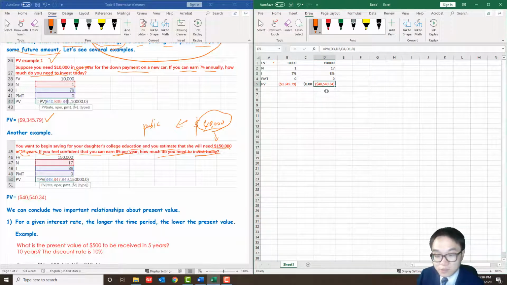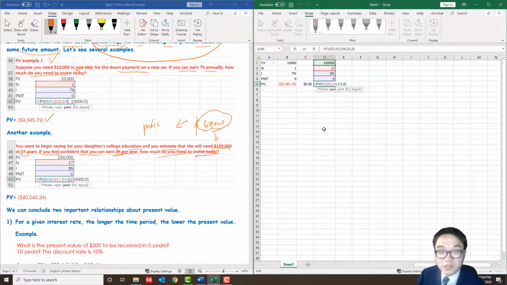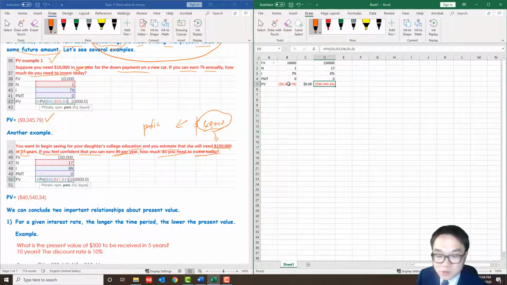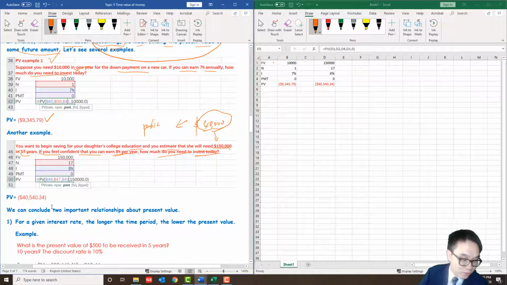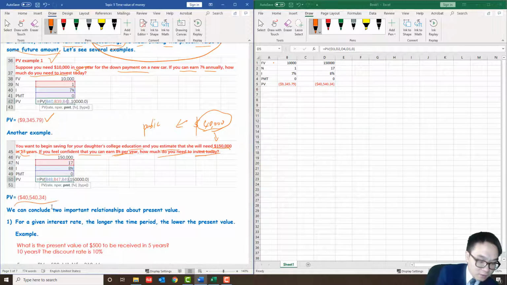So let's see the row that we're interested in. Here you see it's a negative number, negative $40,000. If you double click this cell, you will see the function. This function is applied automatically, following the one that we used in the previous cell. So this one we don't need, we just delete it. So here the answer is 40,540 and 34 cents. That's exactly what we got here. That's our answer.